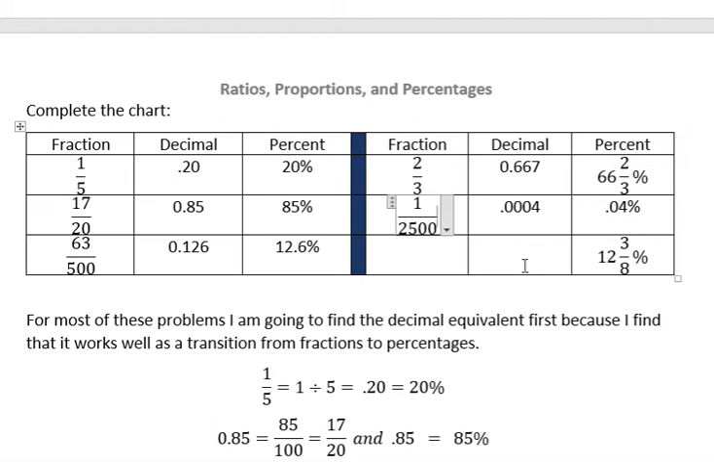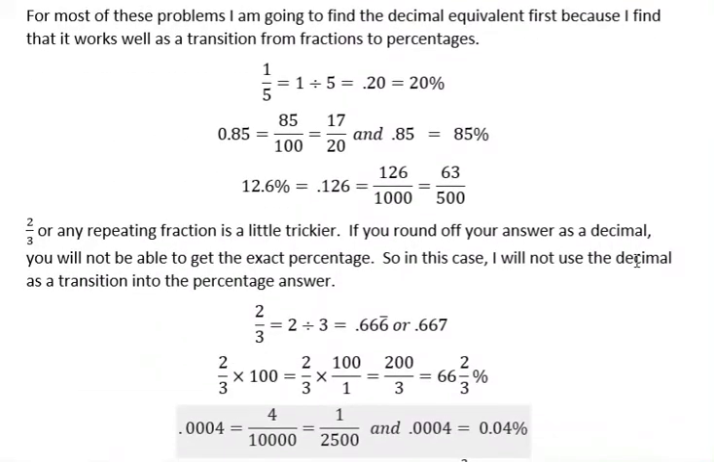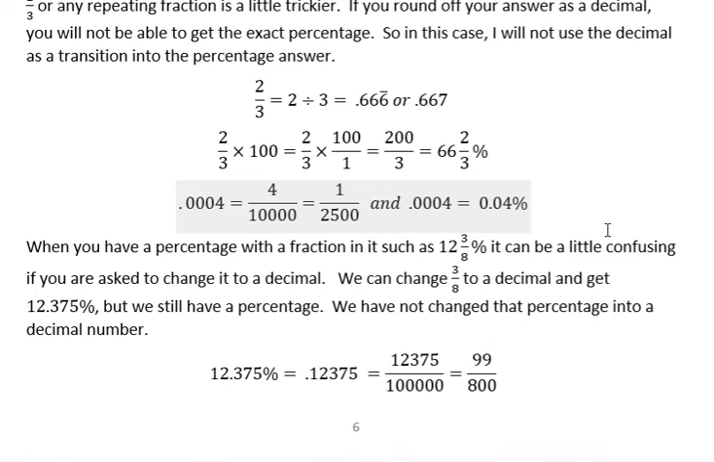Now, when I have something like this, which is my last example here, 12 and 3/8. Well, when I have 12 and 3/8 and I say turn that into a decimal number, some people just divide 3 by 8 and then they think they're done. Well, if you do that, if you change 3/8 into a decimal, you get 12.375, but that's still a percent. You haven't changed it into a percent. You've just changed the fraction into a decimal. Excuse me, you haven't changed it to a decimal. You've just changed the fractional part into a decimal.